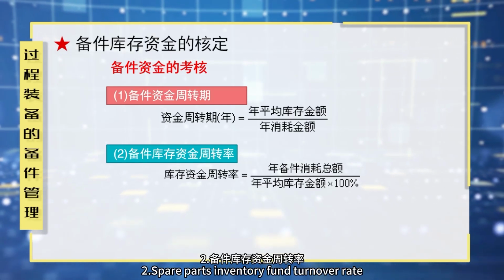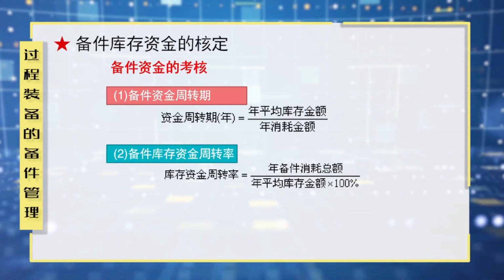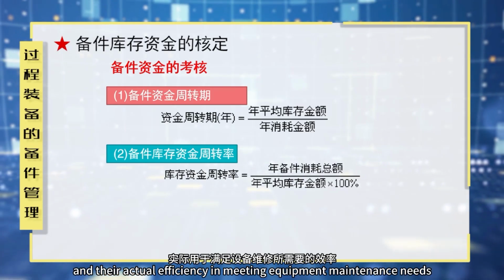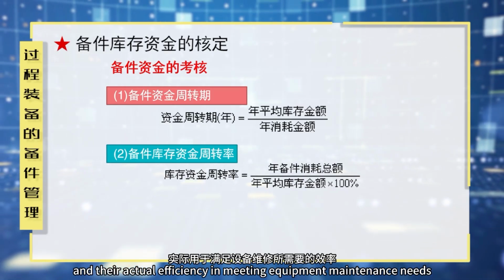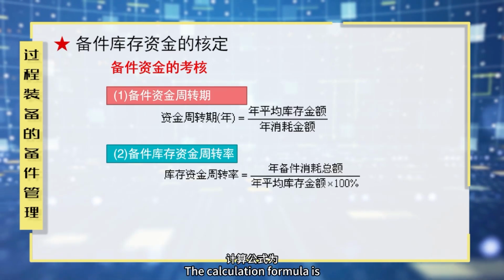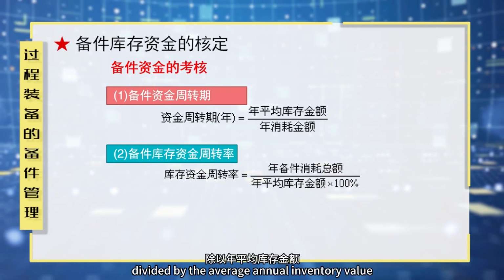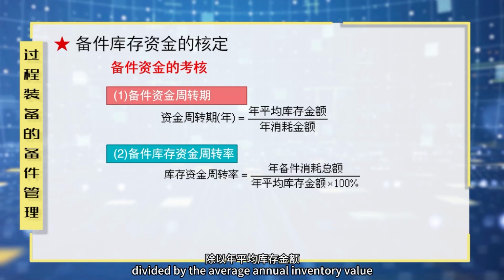Second, spare parts inventory fund turnover rate. It measures the funds tied up in inventory spare parts and their actual efficiency in meeting equipment maintenance needs. The calculation formula is total annual spare parts consumption divided by the average annual inventory value.